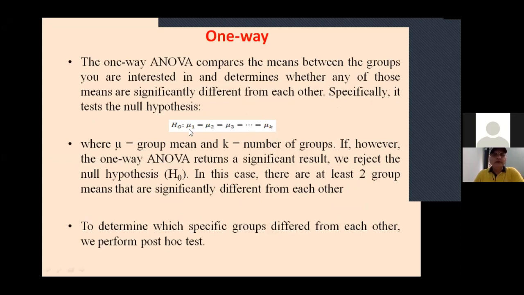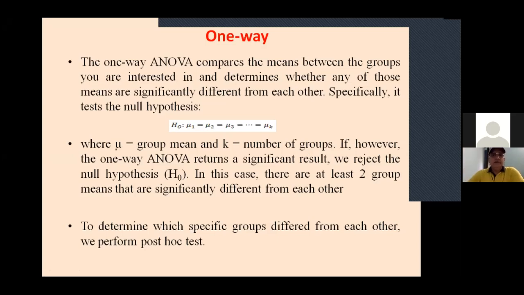Then I can frame the hypothesis H0: mu1 = mu2 = mu3 = ... = mu k. If I do not include mu3 up to mu k, then it is mu1 = mu2, which can be handled with the help of a t-statistic, right? Here mu stands for the group mean and k is the number of groups. You may be comparing 3 groups or 4 groups, whatever the number is, you can do that with the help of one-way ANOVA.